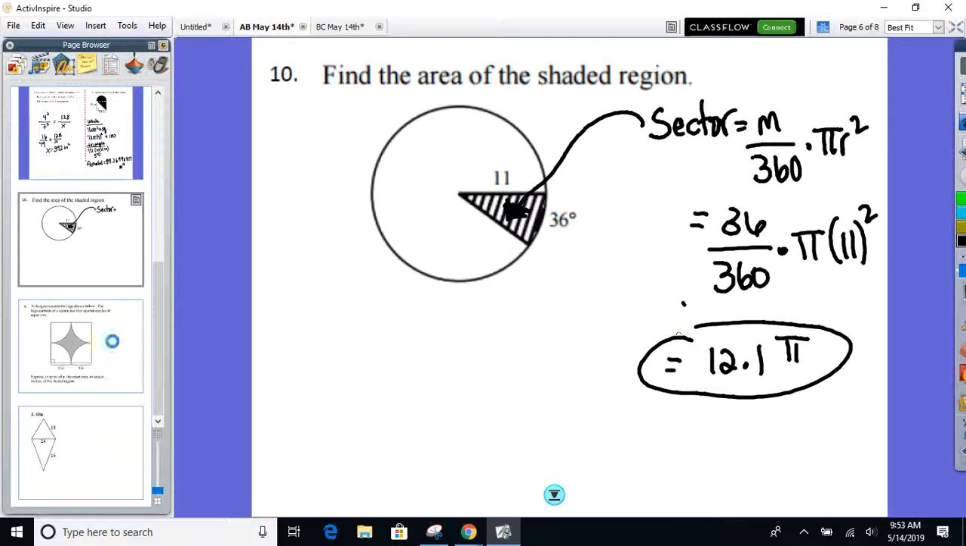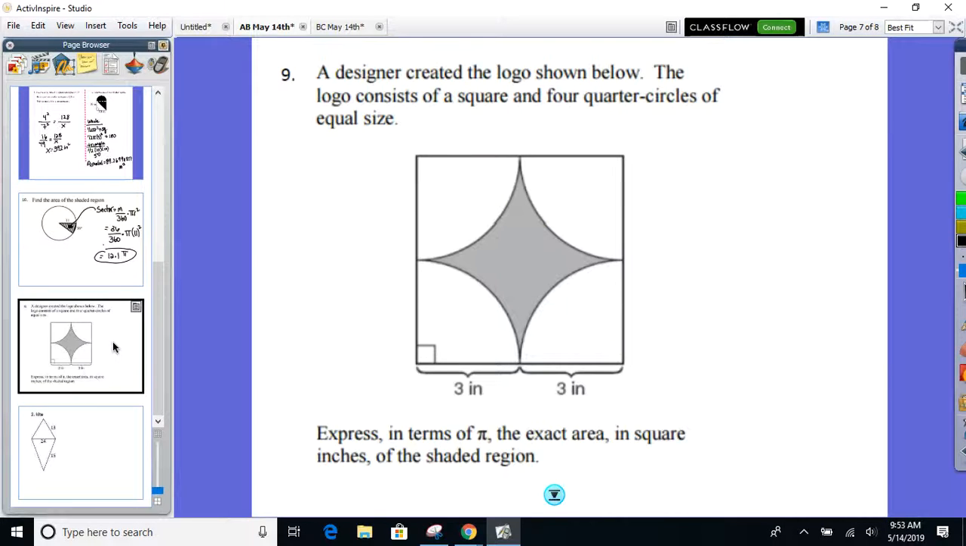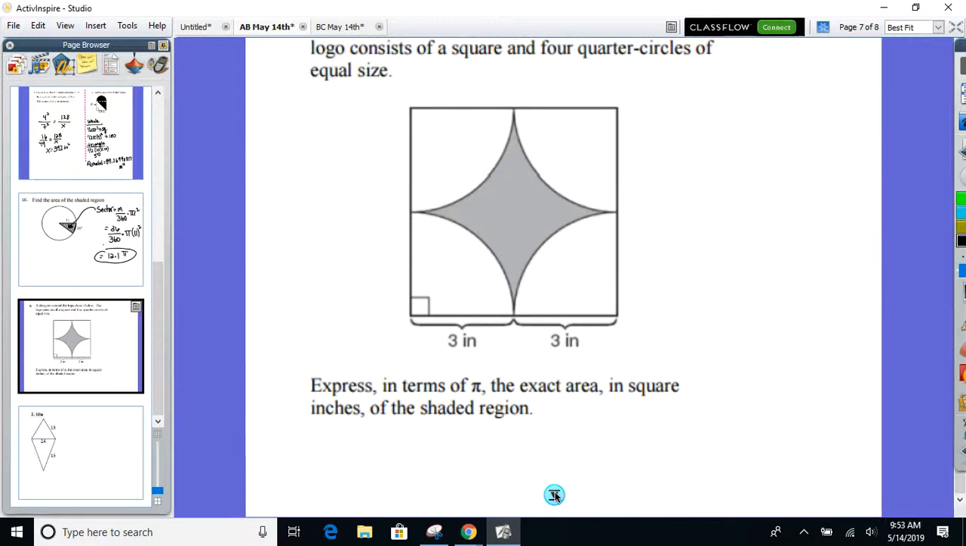All right, what's up next? Oh, look at this beaut right here, number 9. Little logo. What's the area of the shaded region in terms of pi? A square and 4 quarter circles. What's the area in terms of pi?